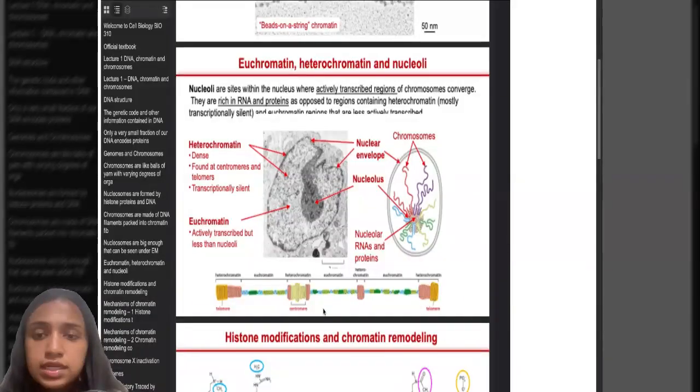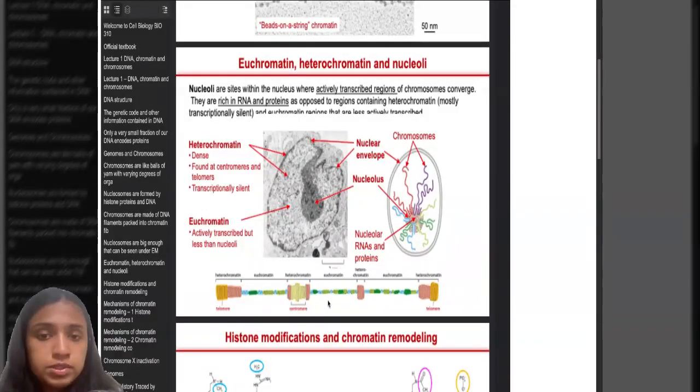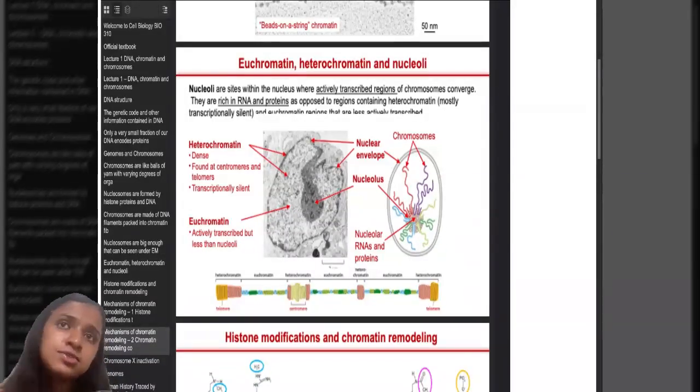As you can see here, it starts with the heterochromatin, with the telomeres and the centromere, right? And then you have the euchromatin, which is actively transcribed, and then you have the heterochromatin again, the centromere, euchromatin, heterochromatin, euchromatin. So it starts with hetero, then goes eu. One way I would remember this is HE. H for heterochromatin, which is transcriptionally silent, and it's mostly found in the telomeres, which are at the ends, and then the middle, the centromeres. And then you have euchromatin, which is actively transcribed, but less so than in the nucleoli.